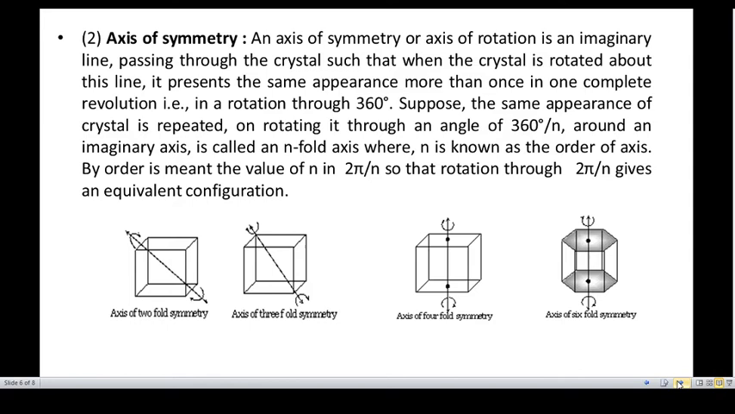So here it is a two-fold axis of symmetry because it appears like its original position when you rotate it by 360 by 2. So when you rotate it by 180 degrees two times, it will appear as its original position. So it is an imaginary axis passing through the crystal such that when the crystal is rotated about this line, it presents the same appearance more than once in a complete revolution. That is called the axis of symmetry.